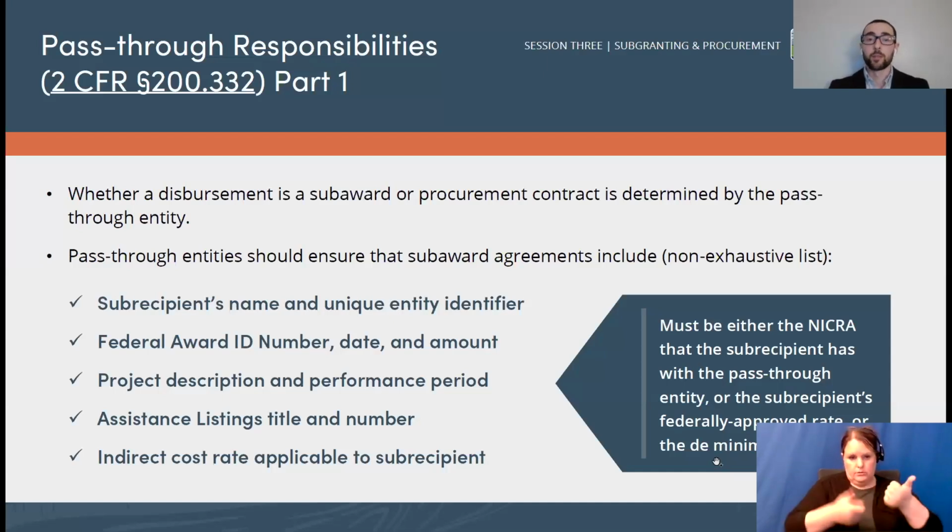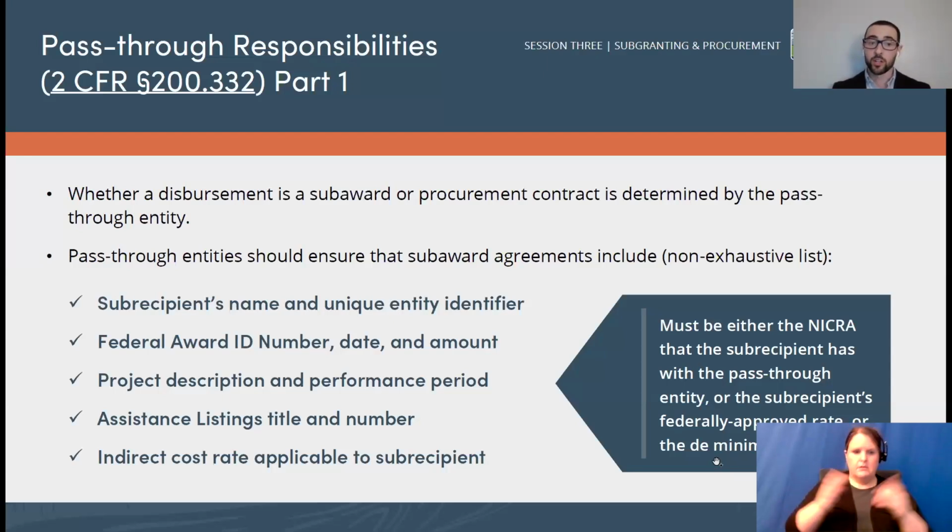So in your subaward agreement, here are some of the requirements, or components, that should be included in the subaward. First and foremost, you should have the subrecipient's name and unique entity identifier. You should have the federal award ID number. You should have a description of the project. You should list the performance period, right? So the start and end dates of the project.